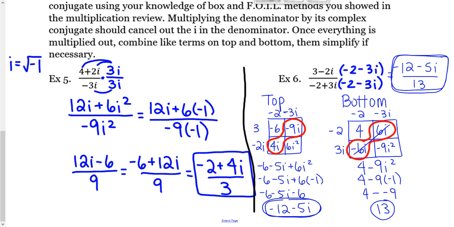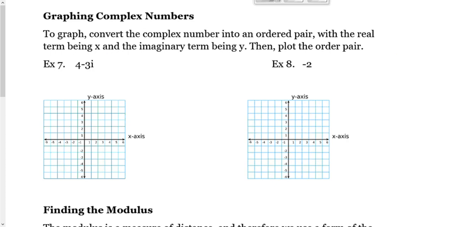The back of this page is where we come in with pre-cal and build onto what you did in Algebra 2. It is not hard. It's really going to be fun. Talking about graphing. To graph, simply take your complex number and convert it into an ordered pair. The real term is your x, the imaginary term is your y, plot the ordered pair. So 4 minus 3i turns into 4, comma, negative 3. You have plotted the complex number. That is really it, guys.